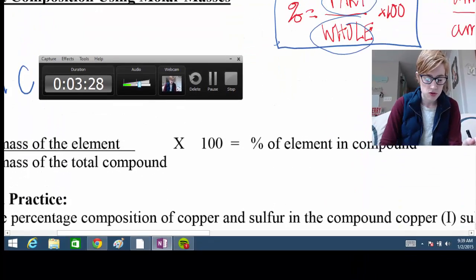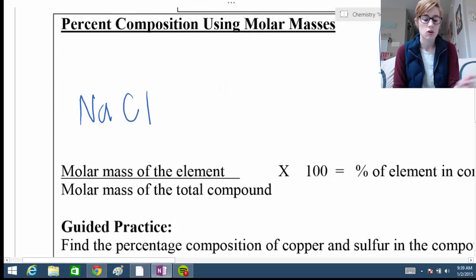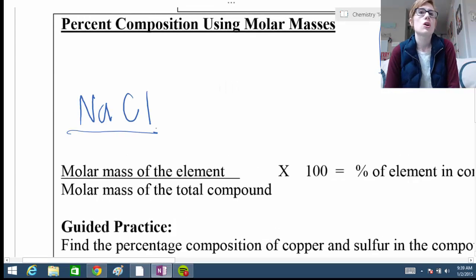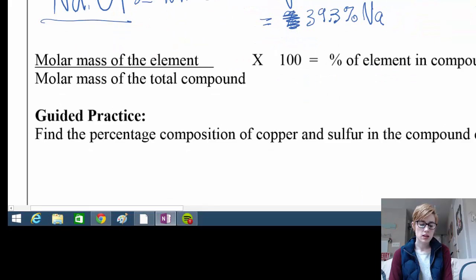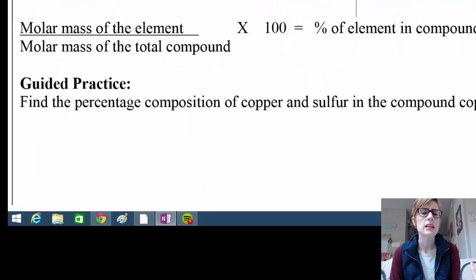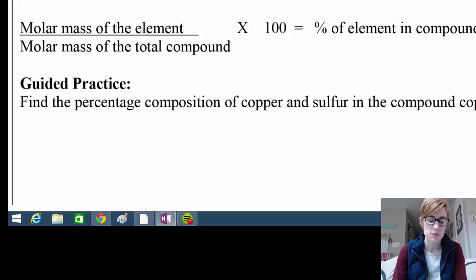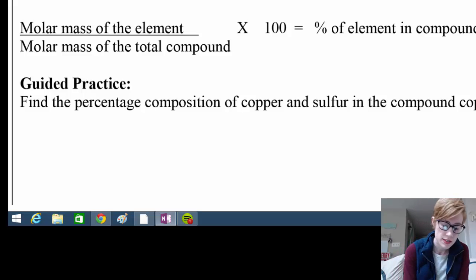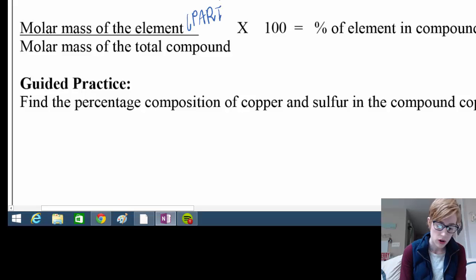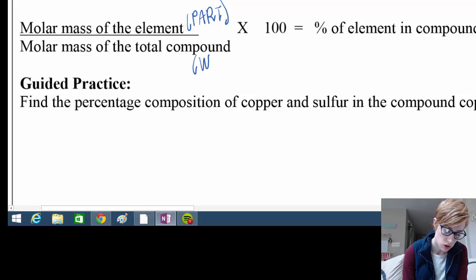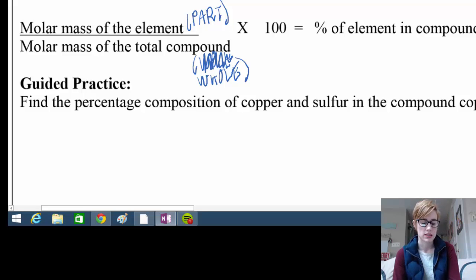So how do we use that in chemistry? Well, in chemistry, we don't look at Coke. We don't study Coke. We study molecules, okay? So this formula down here is really the exact same thing that I've just been teaching you, except I used the words molar mass. This is your part. So if you're looking at the molar mass of an element, that element will be your part. The total compound is your whole. That's our whole. And you multiply it times 100, and that's how we find percent.